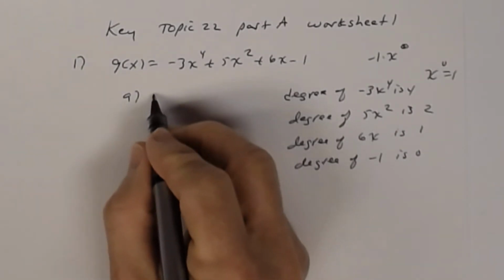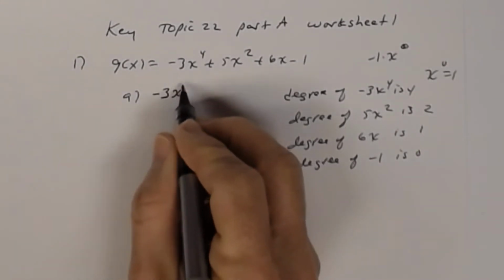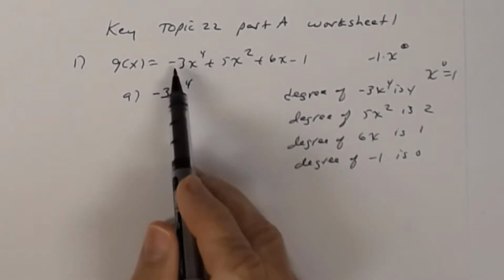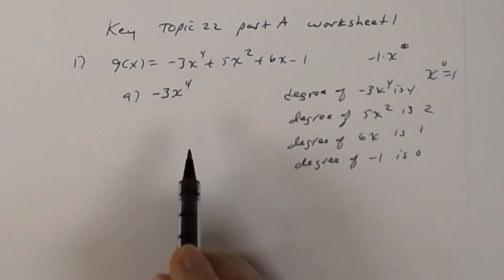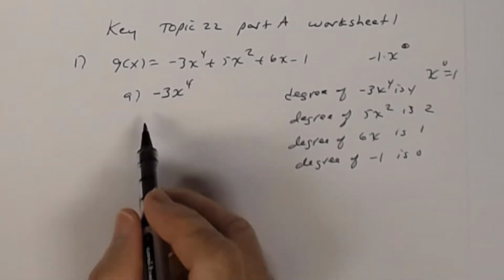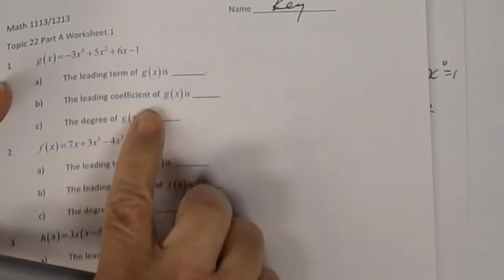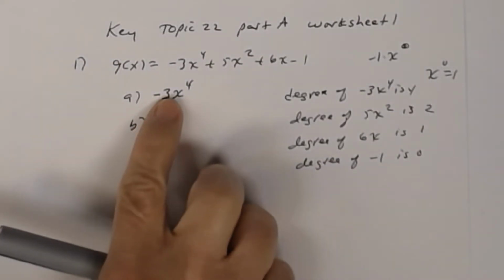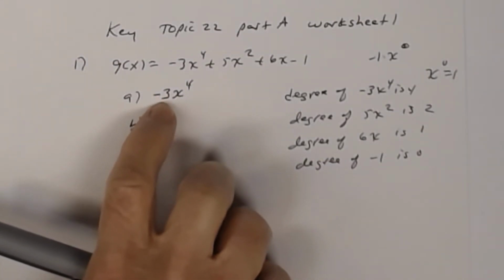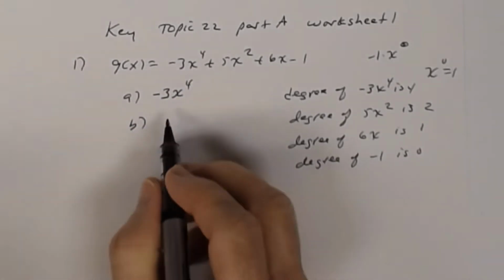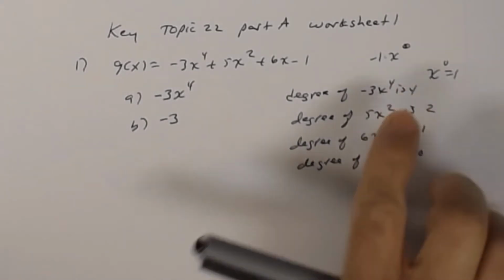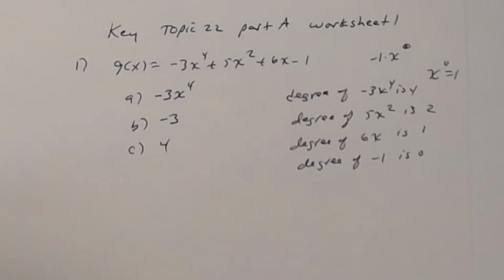So the leading term is negative 3x to the fourth. Again, it's not always the one that's listed first. It's the one with the largest degree. Okay? All right. B, they want to know, what's the leading coefficient? Well, once you find the leading term, the leading coefficient is the number you're multiplying the variable by. So that's negative 3. So the leading coefficient is negative 3. Then it says, what's the degree of that leading term? Well, we talked about that. The degree is 4. All right, so that's number 1.